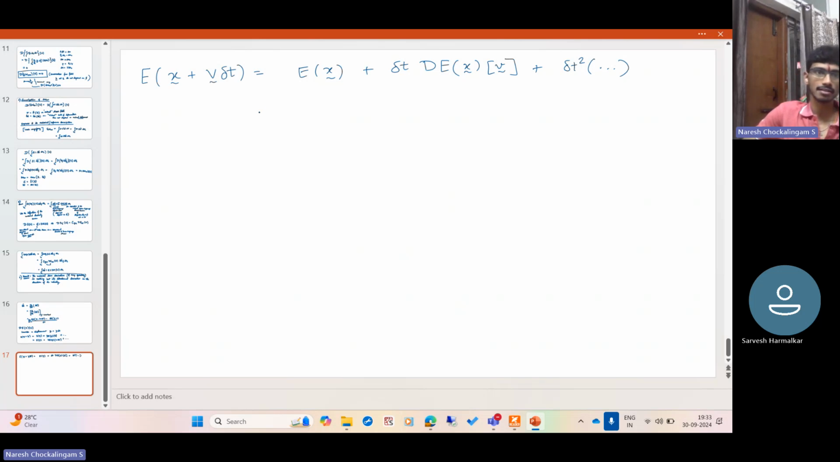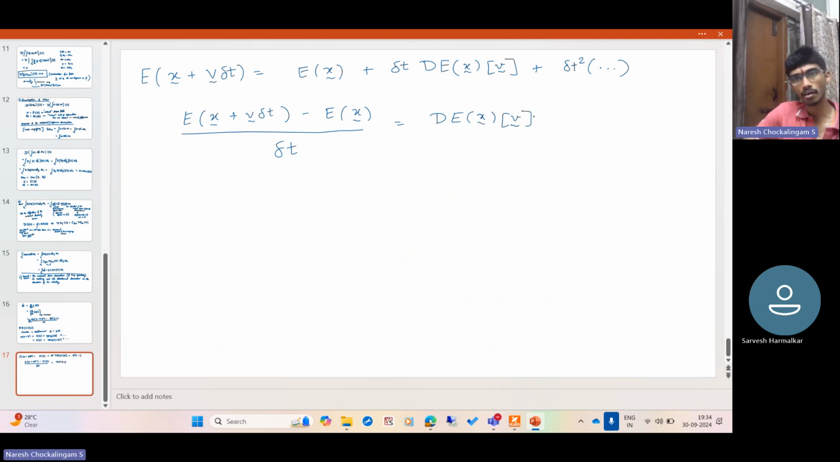Now take the difference. E of x plus v delta t minus E of x, divided by delta t, is equal to dE at x in the direction v plus delta t times something else, as one delta t gets cancelled. Now take the limit.